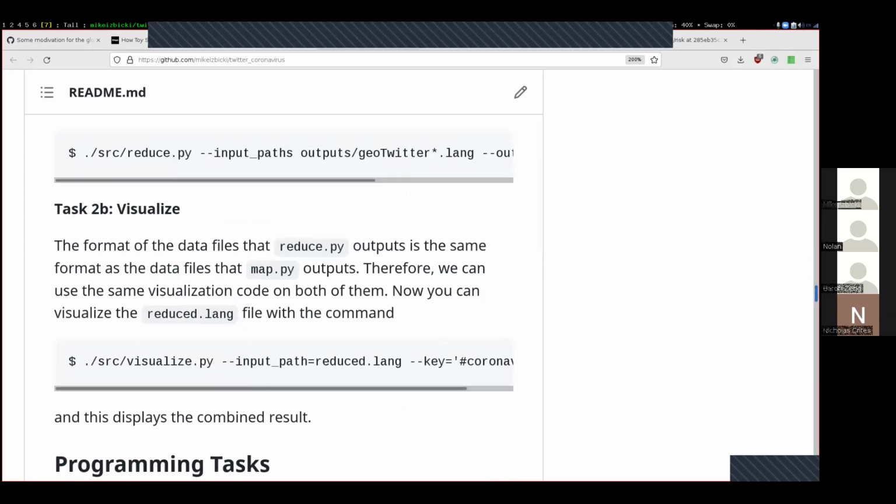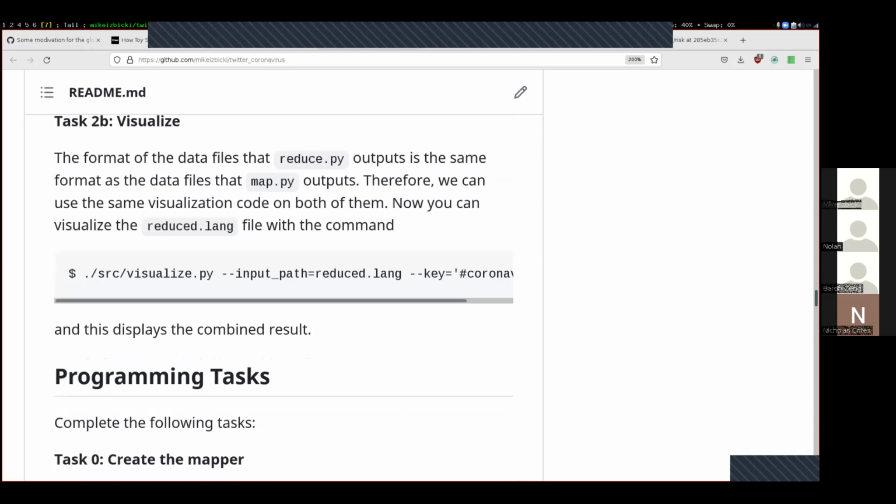I realize this is all a little bit abstract so far, but any questions so far?